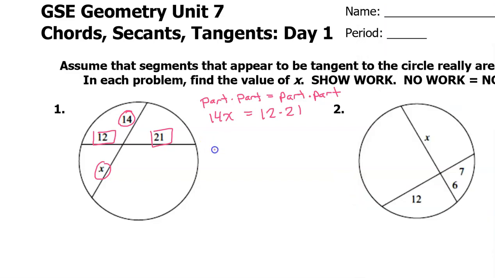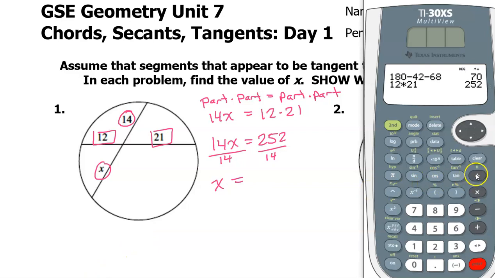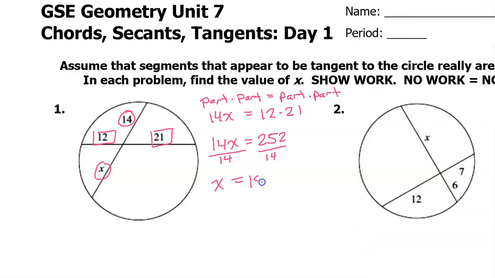So I've got 14x is equal to 252. Of course, then we will divide both sides by 14, and that will get x by itself. So x is equal to 18.